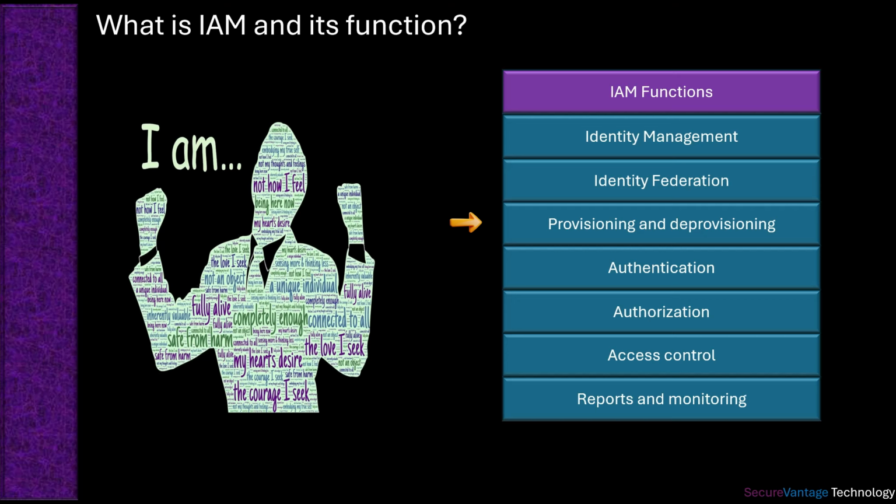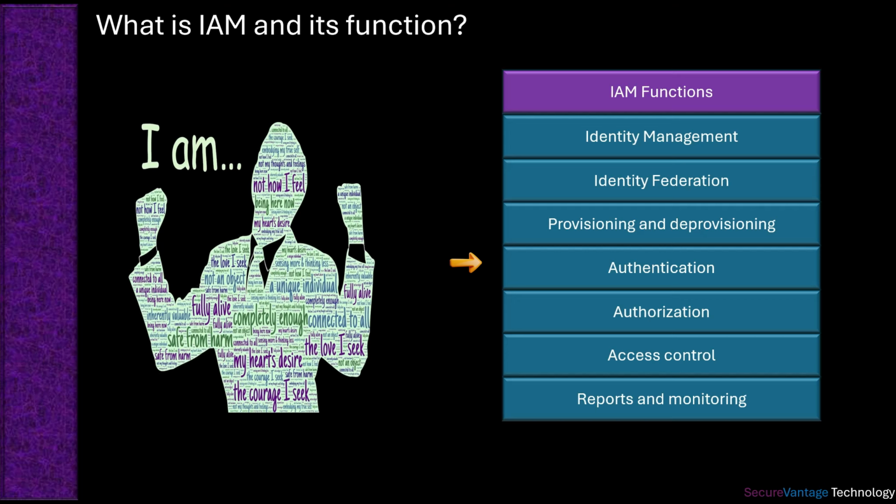Deprovisioning involves revoking access when a user leaves the organization or no longer requires specific access. Deprovisioning is critical for maintaining security and preventing unauthorized access after an employee departs. Automated provisioning and deprovisioning will ensure that access is promptly given or revoked and reduce security risk from orphan accounts.